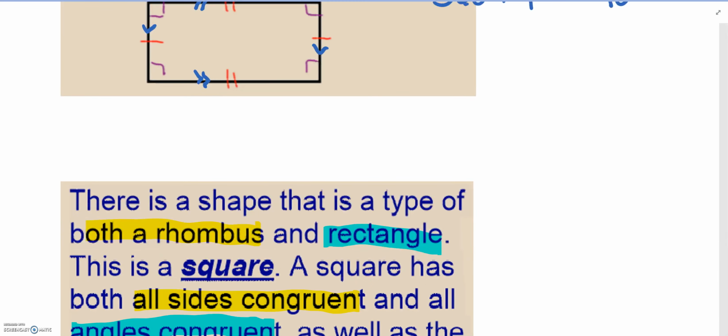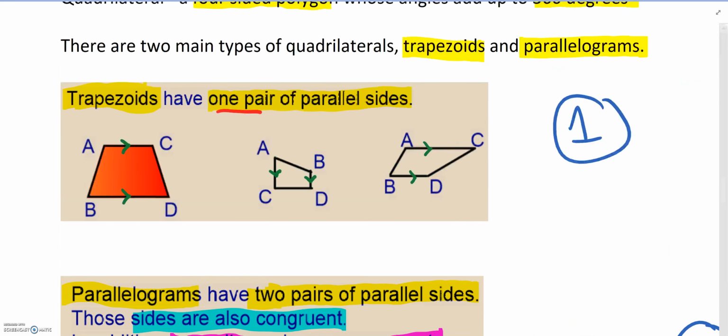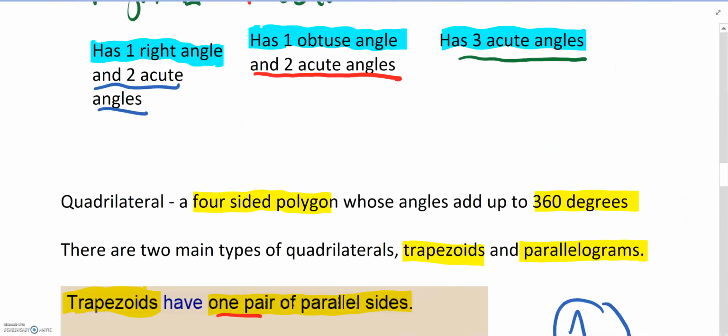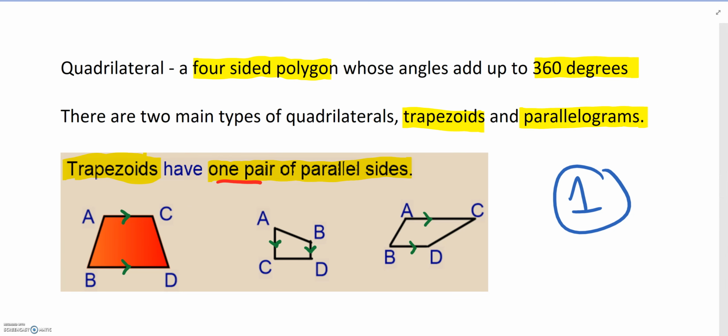So this is the end of the section on quadrilaterals, and you have a lot of definitions to learn, and you have a Quizlet to help you. So please check your video page for the Quizlet.